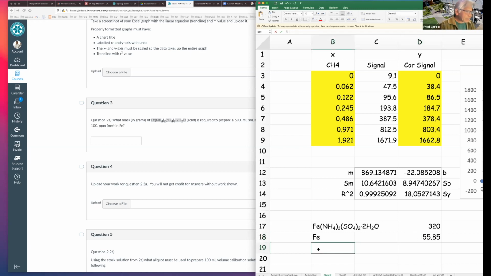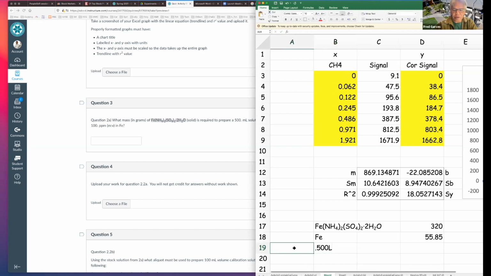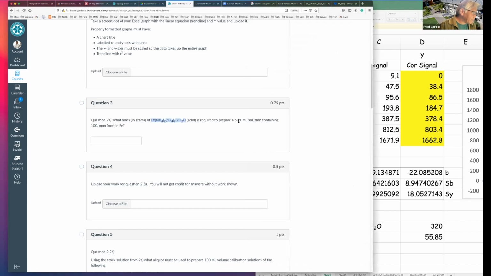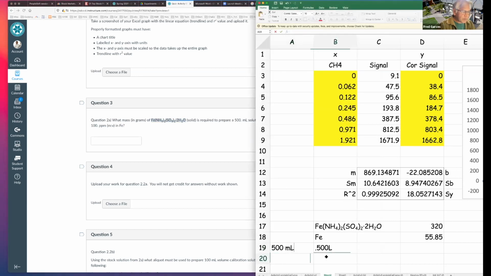Okay, and then it tells you the information: you have 500 milliliters, or 0.5 liters. That's what the problem gives you right here. And then you have 100 parts per million, and you want 100 parts per million iron.